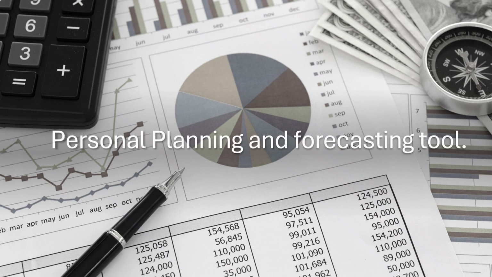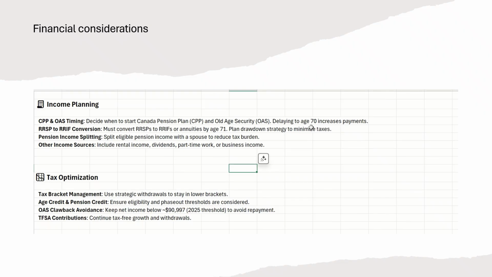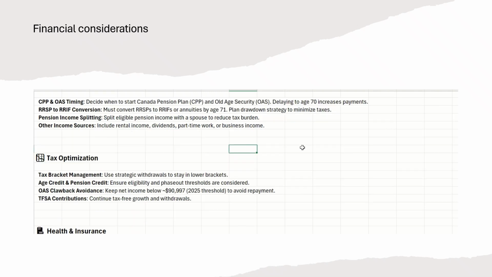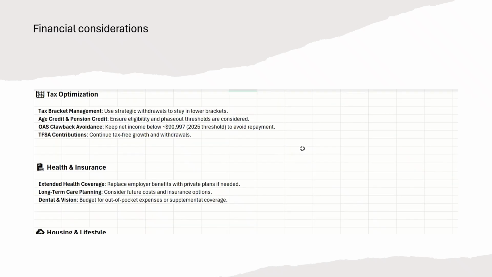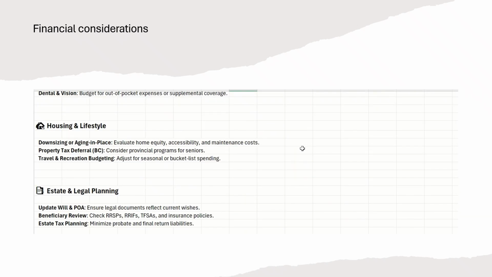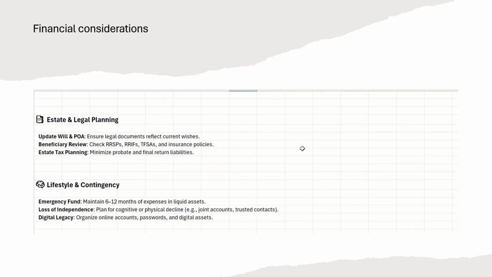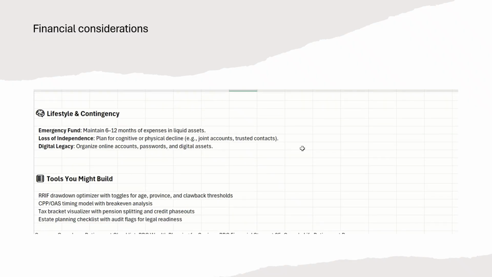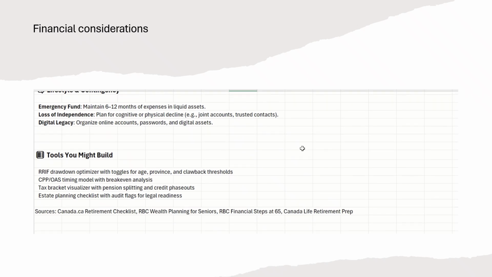This is a sample of a personal planning and forecasting tool. If you're retiring or just retired, some things you have to consider are included in this list, from tax optimization, health, living and lifestyle, estate planning, lifestyle and contingency funds, and all the tools that you may want to use in building a good financial plan.